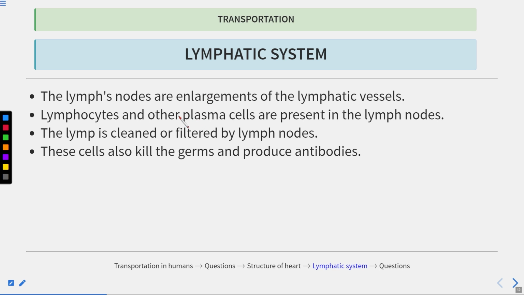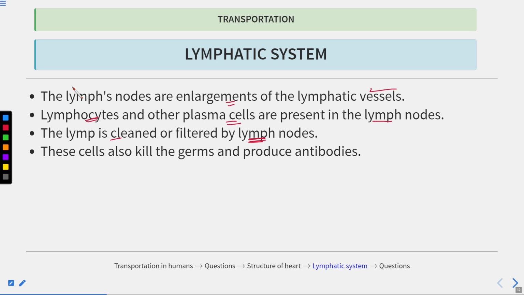Now, what are lymph nodes? These are the enlargements of the lymphatic system. Lymphocytes and other plasma cells are present in the lymph nodes, and the lymph is cleaned or filtered with the help of these lymph nodes. So the filtration of the lymph takes place in the lymph nodes, which are the enlargements of the lymphatic vessels. There are a lot of lymph nodes present in humans, and these are involved in the cleaning or filtration of the lymph.